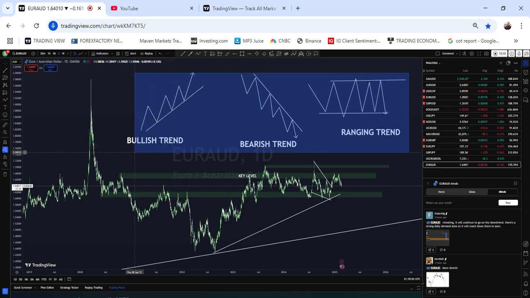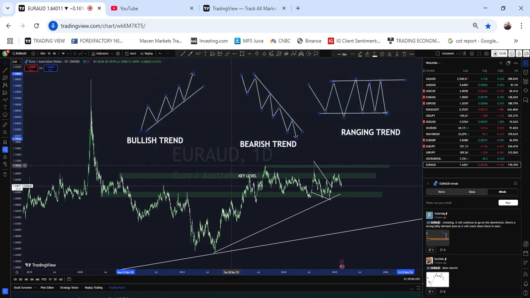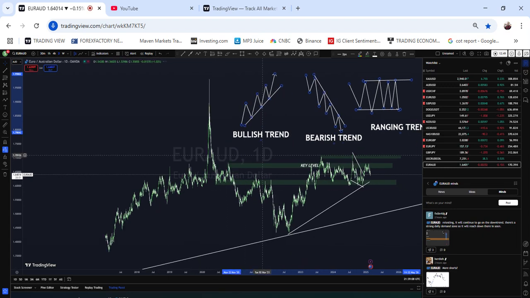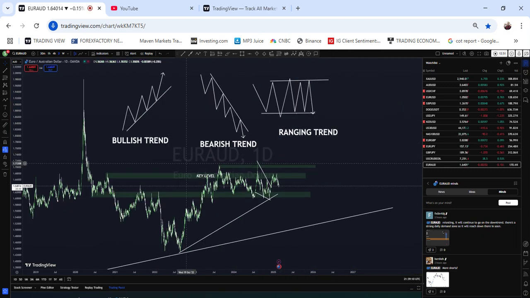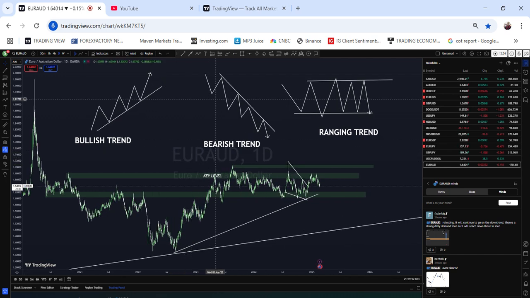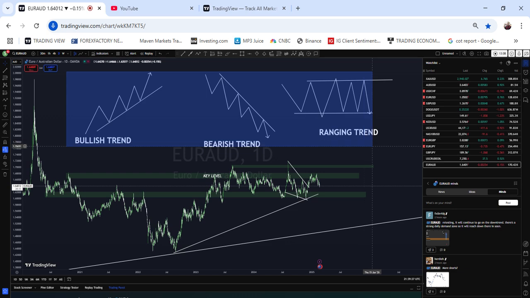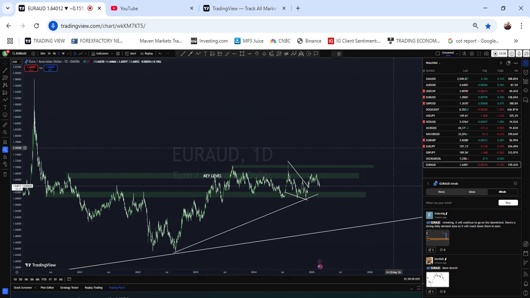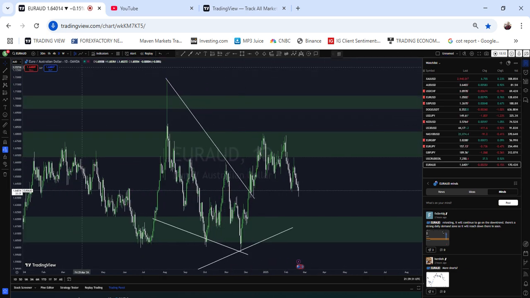So these three trends are what happens in the market each and every time. You notice that the market sometimes starts to range, sometimes it starts to go bearish, like lower high, lower low, lower high, lower low, lower high. Sometimes the market might choose to go bullish, which is higher high, higher low, higher high, higher low, just like that. So that is it for now.